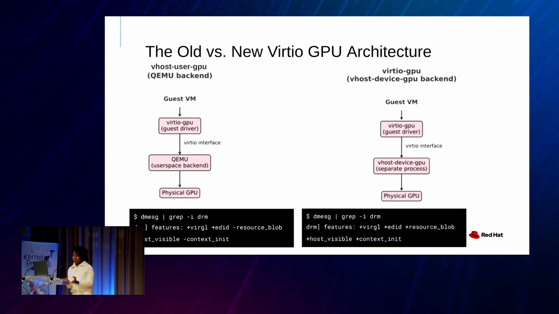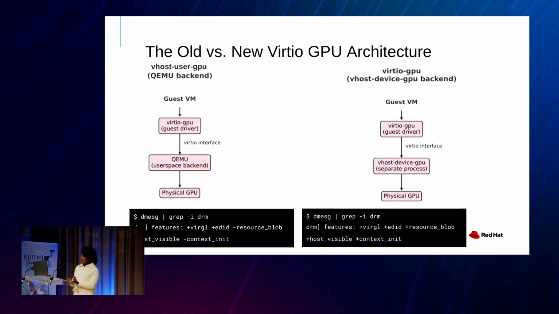On the right here, we replaced it with a separate vhost-device-gpu process. This gives us better performance and isolation while still using the same Virtio GPU guest driver inside the VM. The vhost-device-gpu allows us to switch between the virglrenderer backend and the gfxstream backend. It has support for Virgil, EDID, and context initialization, while the resource blob and the host visible features are not fully upstream today, but we have patches ready and we are actively collaborating with maintainers to land these patches upstream.